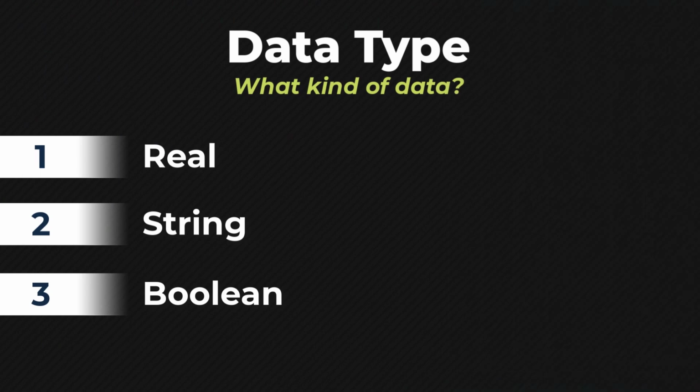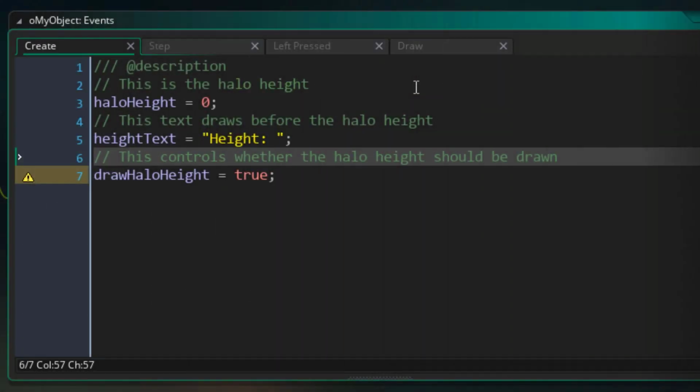So these are the three data types that you'll mostly be working with in GML. There are more and we're going to learn about them as the course progresses. Now these variables are instance variables since they exist within an object's instance. There are other kinds of variables as well, such as local variables and global variables, and we're going to look at them in the next lecture.